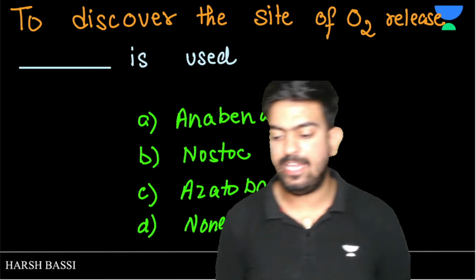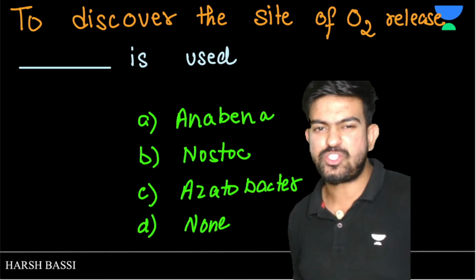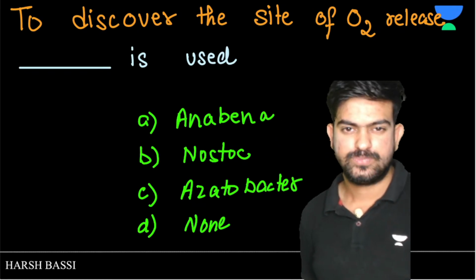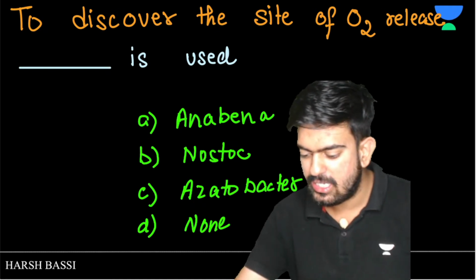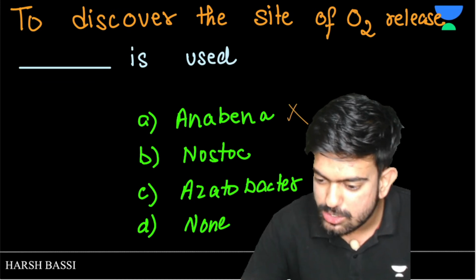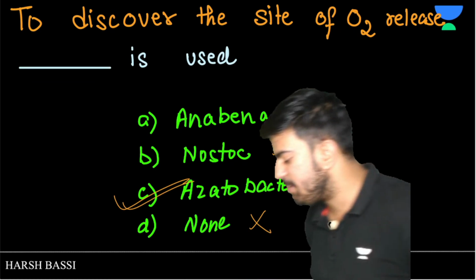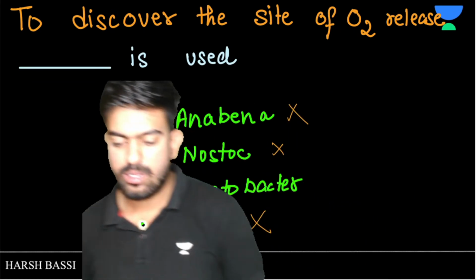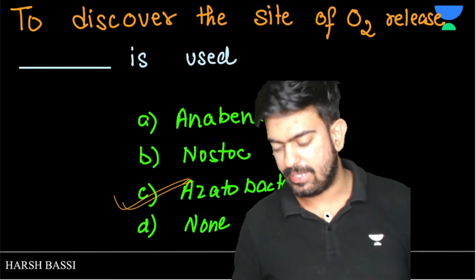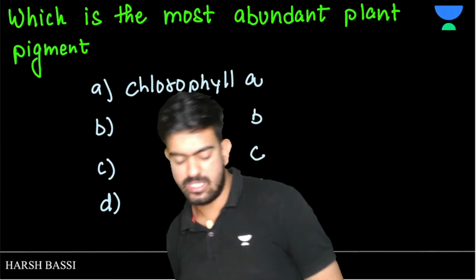To discover the site of oxygen release, which bacteria was used? Anabaena, Nostoc, Azotobacter, or none? Sir, Anabaena was not used, neither Nostoc, neither none. So the answer will be Azotobacter. So the bacteria used was Azotobacter. Clear? Okay. Now, did I say something wrong? Azotobacter is the correct answer.